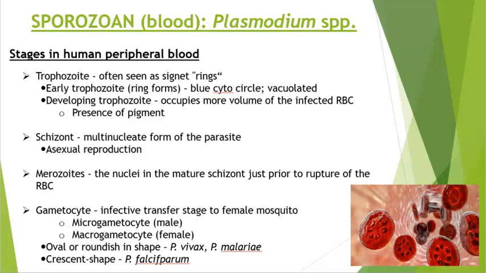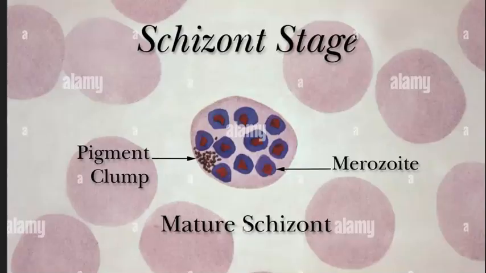Another stage of development for the Plasmodium species is the schizont stage. This is a multinucleated form of the parasite, and this is where asexual reproduction happens, through nuclear fission. So let's look at an example. This would be what the schizont stage looks like. You have several multinucleated forms within the parasite.